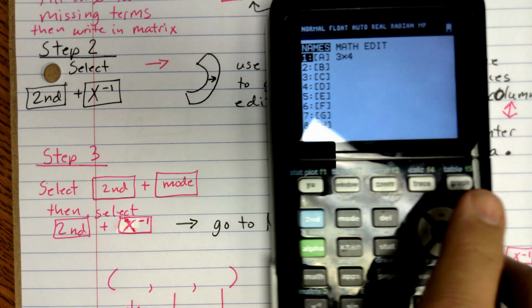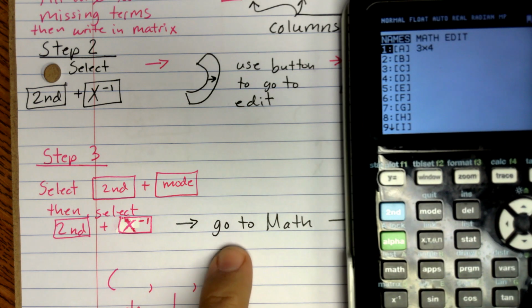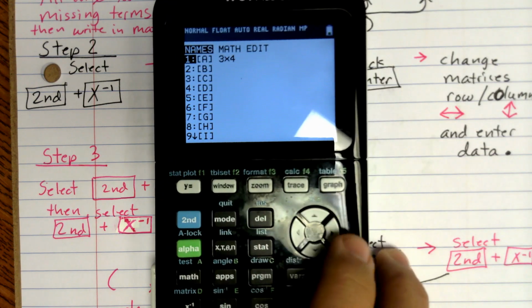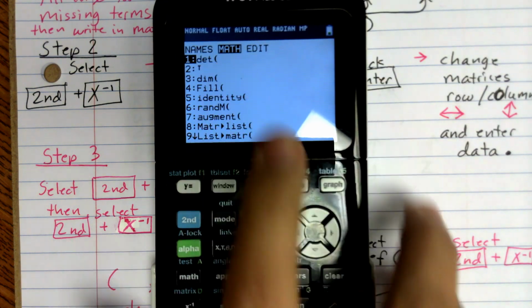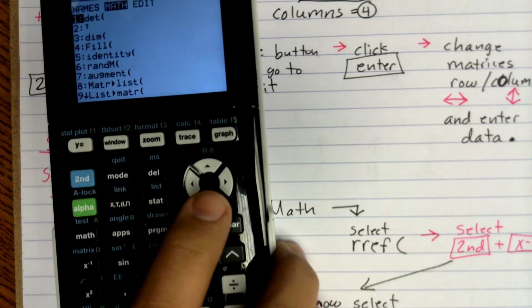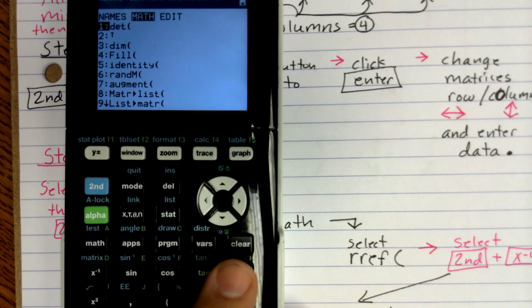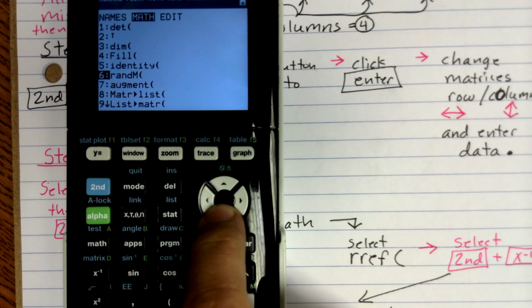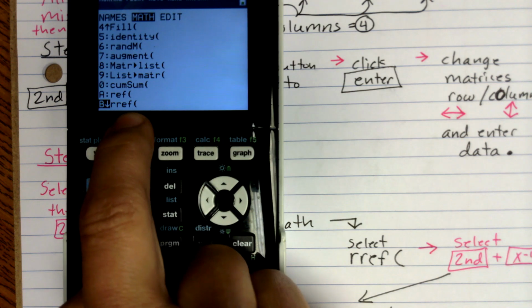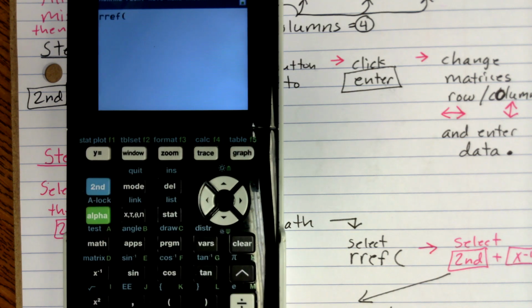Now once you're here, you want to go ahead and go to math. So to get to the math menu, I'm just going to click to the right one time. Notice math pulls up. And then from there, I'm going to select RREF. Now to find that option, you got to click down. It's down at the very bottom. And notice this one says RREF. So I'm going to hit enter, and it pulls it up inside of my regular calculator on function screen.